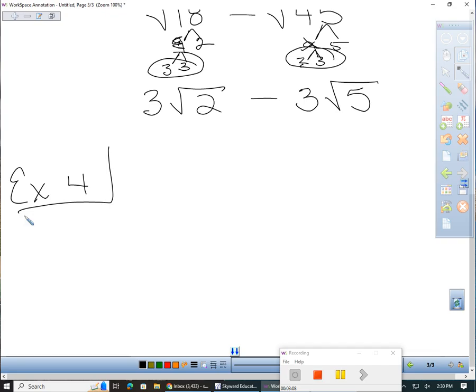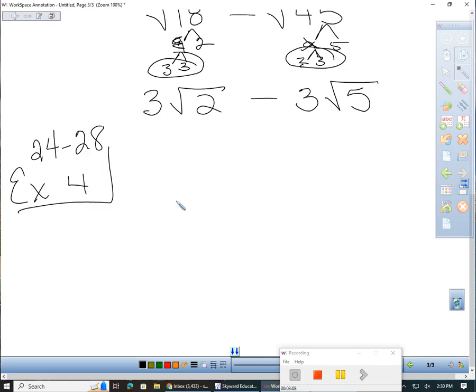Yeah. Example number 4 is 24 through 28. Probably 2 or 3 more. Okay? After this one, probably 2. I think I can get it done 2, maybe 3.